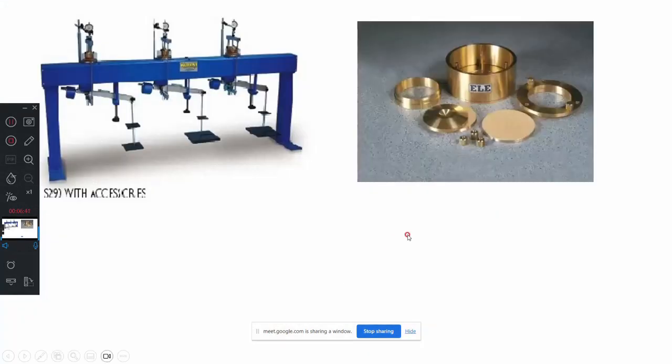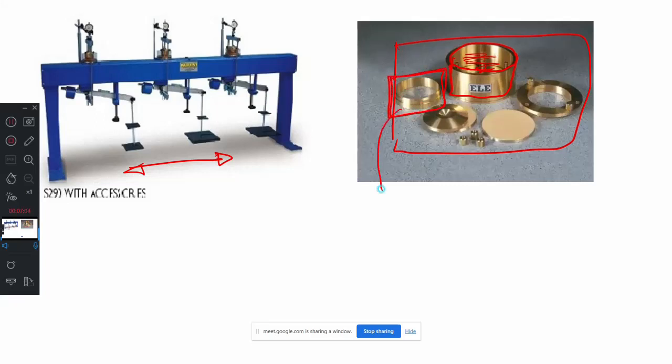Now you can see this is a bench type consolidation equipment apparatus. This is very important for us. Here we have one assembly. Inside we will put some water. Then after that we will put this ring. This is called the consolidation ring. The top edge of this consolidation ring is sharpened so that you can press it into the ground and level the top and bottom of the soil.